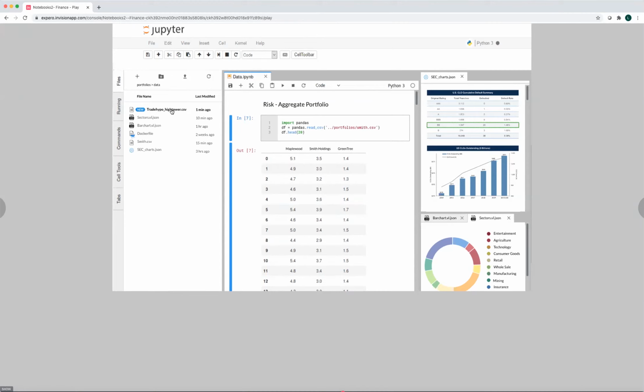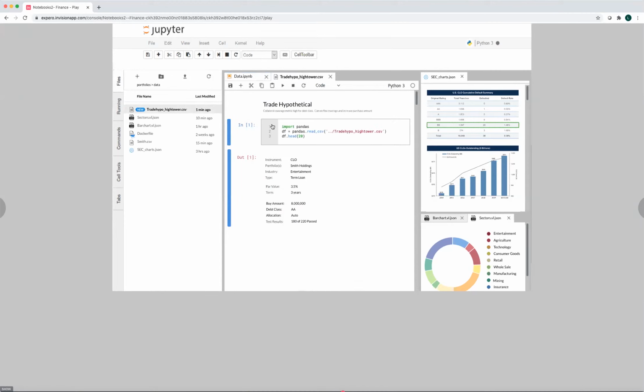So they're going to go ahead and have a look at it. We get a little information here in our notebook, and a little bit of detail about the hypothetical. Given my trader's message, I'm zeroing in on the AA debt class: can we be a little more lenient on that collateral coverage testing?